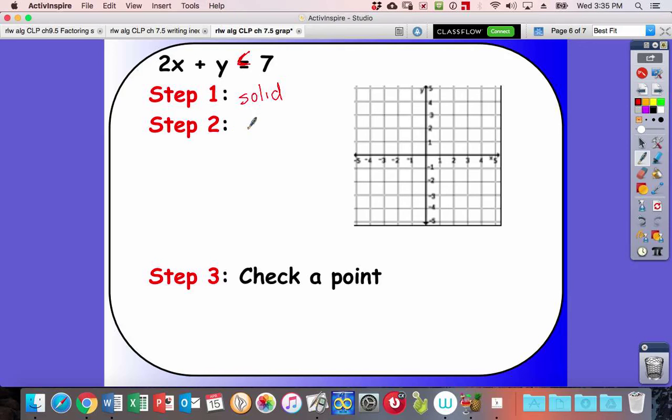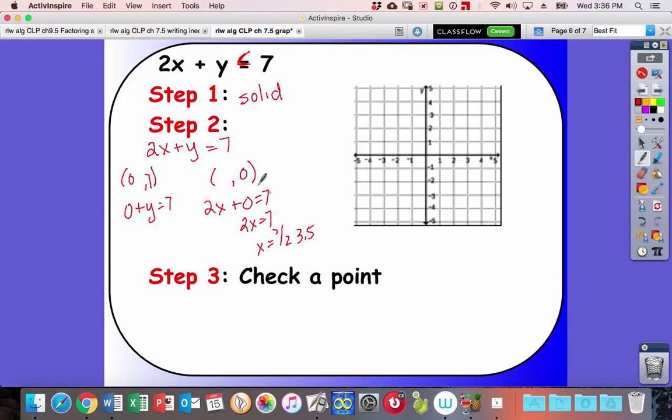Okay, step two, I am going to graph 2x plus y equals 7. Just going to ignore the inequality. I'm going to set x equal to 0 and solve for y. 0 plus y equals 7. Well, that's pretty easy. Now I'm going to set y equal to 0, and I'm going to say 2x plus 0 equals 7. 2x equals 7. x equals 7 over 2, which is 3 and a half. I'm okay with that.